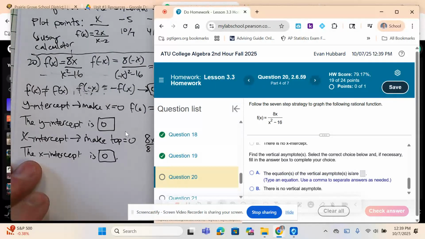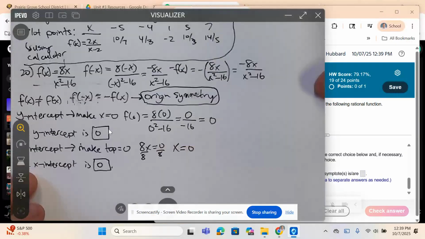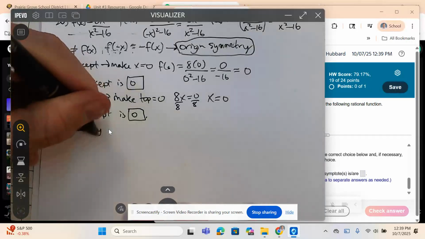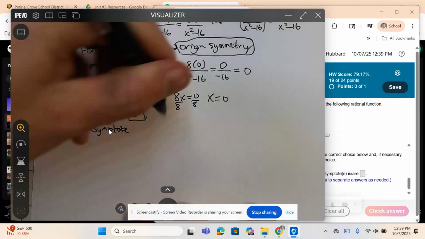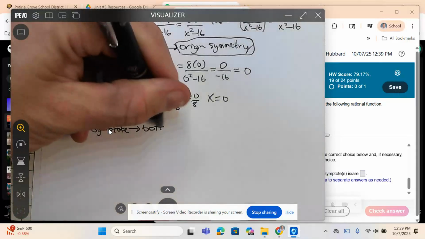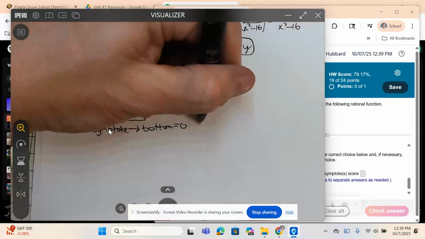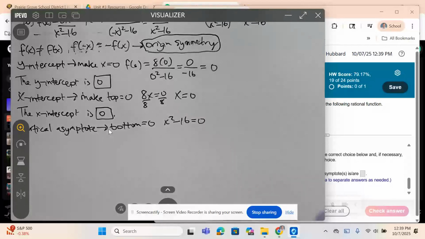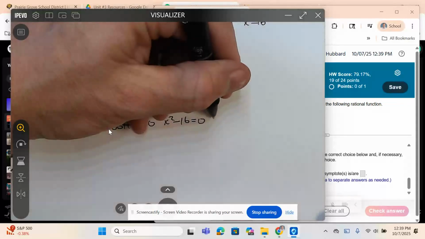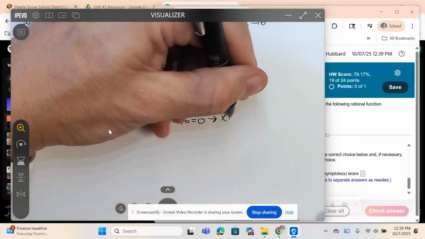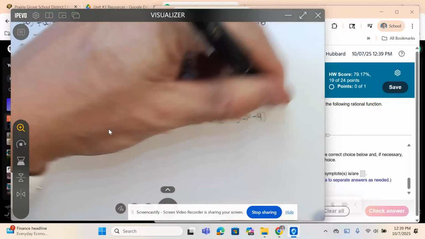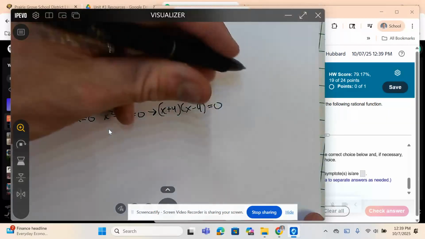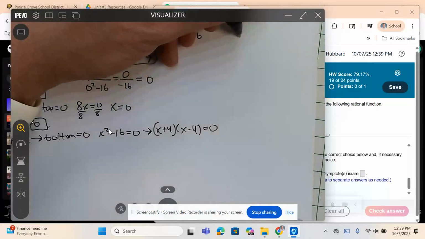Now the vertical asymptotes. You want to make the bottom equal 0. So that's going to be x squared minus 16 equals 0, which is (x plus 4)(x minus 4) equals 0. Okay, difference of squares. And by the way, I need to be drawing this stuff as I go.